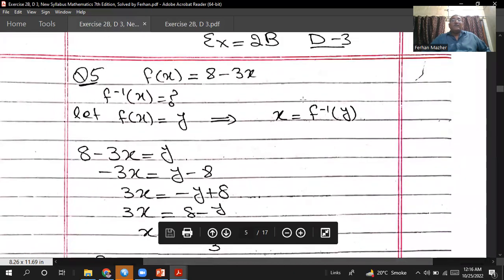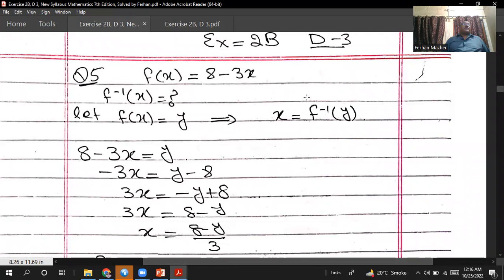And here we go. Okay, so f of x is equal to 8 minus 3x. F inverse of x will be? So let f of x equal y, so that x will be equal to f inverse of y. That is the sentence we always write in these questions. In the place of f of x, I will substitute that expression. So it will become 8 minus 3x is equal to y, minus 3x is equal to y minus 8.